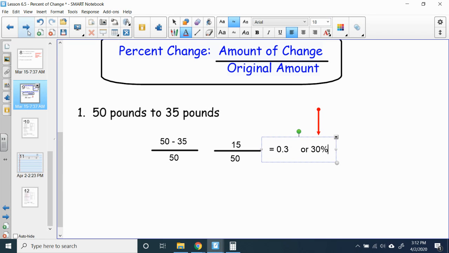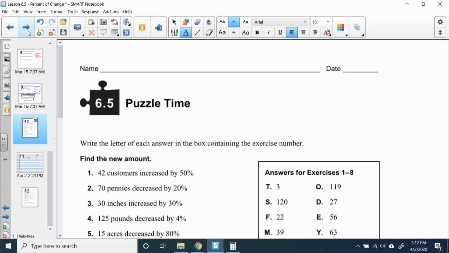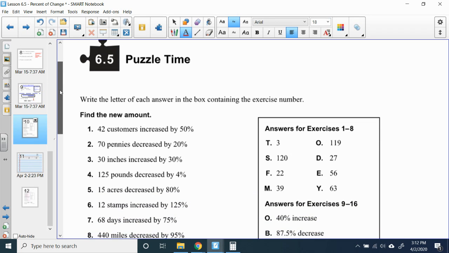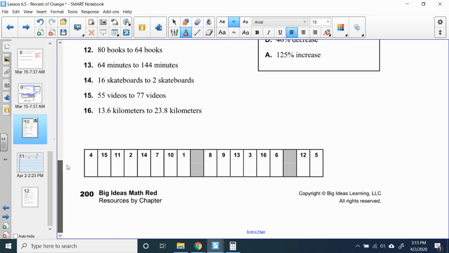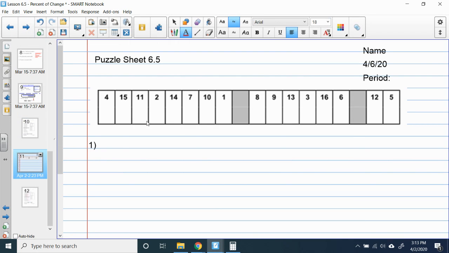What you are going to do today is a puzzle sheet. You're going to get this puzzle sheet as an attachment. You are welcome to print it out if you would like, or you can just do it on notebook paper. If you decide to do it that way, I'm going to have you set your paper up with this part here that's on the bottom. We're going to make boxes. So this is what my notebook is going to look like. You put your name, today's date, and then the period.